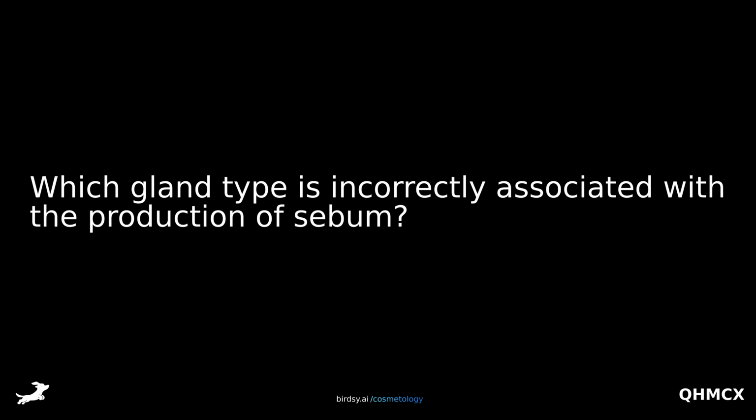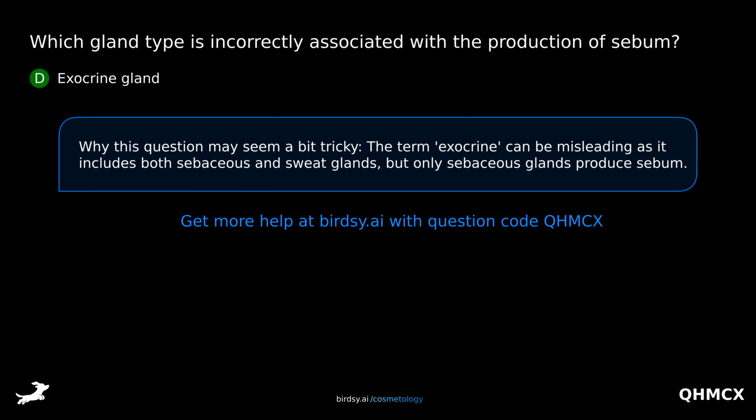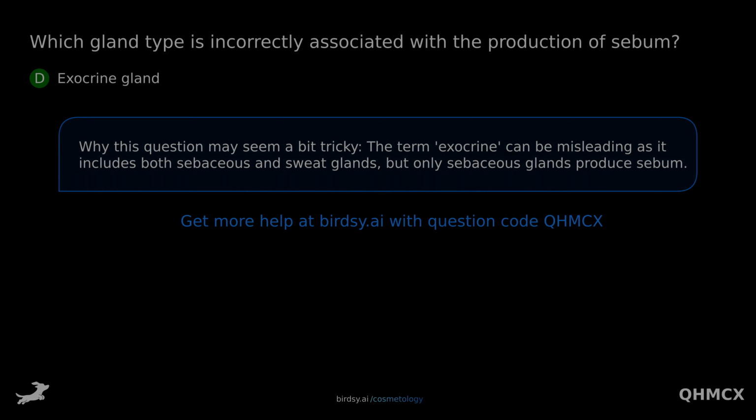Which gland type is incorrectly associated with the production of sebum? Is it A, sebaceous gland, B, holocrine gland, C, oil gland, or D, exocrine gland? The answer is D, exocrine gland. While this question may seem a bit tricky, the term exocrine can be misleading as it includes both sebaceous and sweat glands, but only sebaceous glands produce sebum.